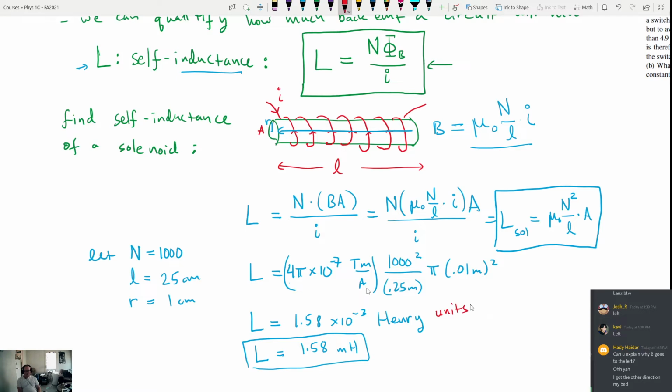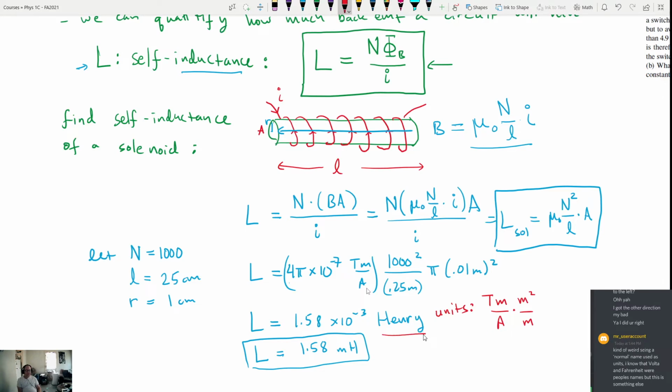You're probably using your left hand if you got the other direction. You have to use your right hand. So the units of this are Tesla meter per amp times meters squared over meters. Did I get it right?